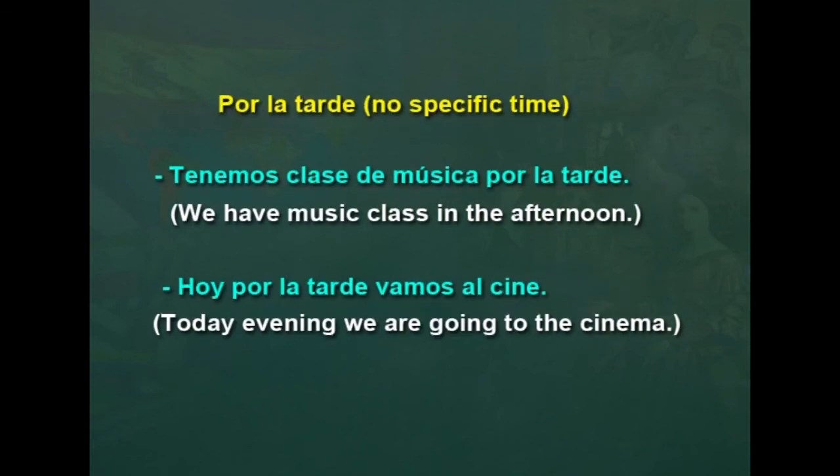Similarly, the expression por la tarde, no specific time, is in the evening or afternoon. For example, tenemos clase de música por la tarde. We have music class in the afternoon. Another example, hoy por la tarde vamos al cine. Today evening, yes, hoy, the word is today. Hoy por la tarde, today evening, we are going to the cinema.